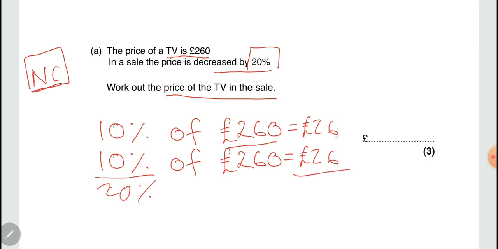And I have to add this. So 6 add 6 is 12. So I write the 2 down, carry the 1. 1 add 2 is 3. 3 add 2 is 5. So it's £52. So 20% is £52.